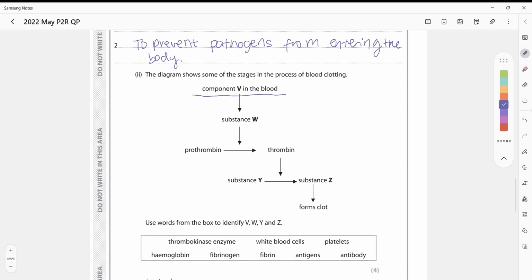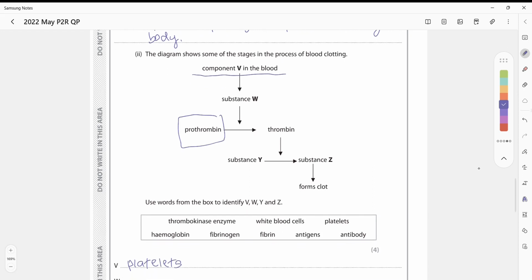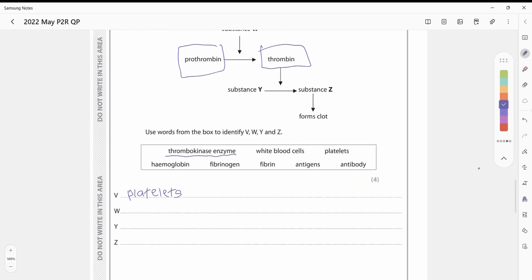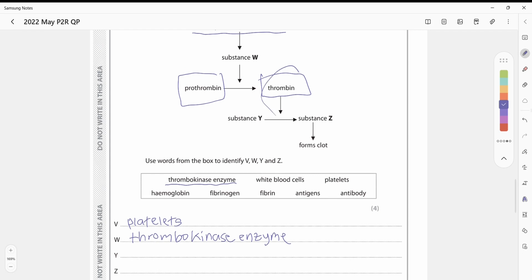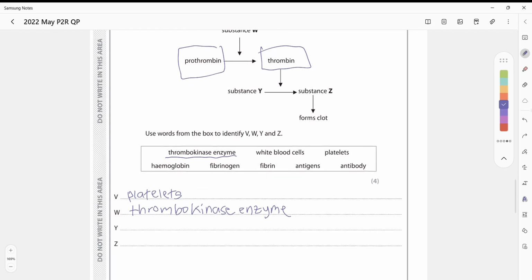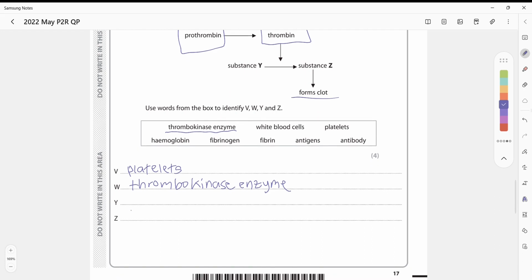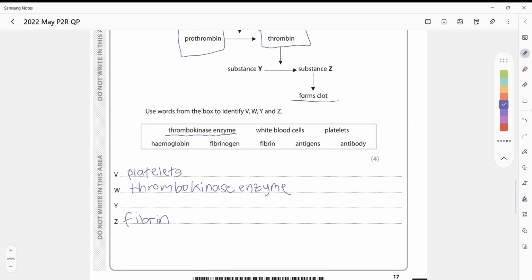Okay, let's go on to substance W. Substance W is going to convert prothrombin to thrombin, and the only thing that can do all of this converting is an enzyme, so we can write thrombokinase enzyme. Then thrombin here converts substance Y into substance Z, and substance Z is the one that forms the clot. The one that forms the clot is referred to as fibrin. Fibrin is insoluble in water, but fibrinogen is soluble in the blood. This is insoluble, so that's why it's able to form a blood clot. So this would be fibrinogen.